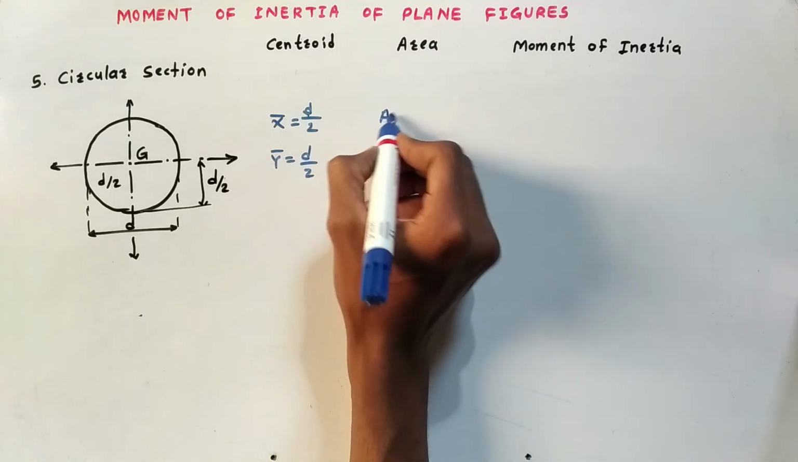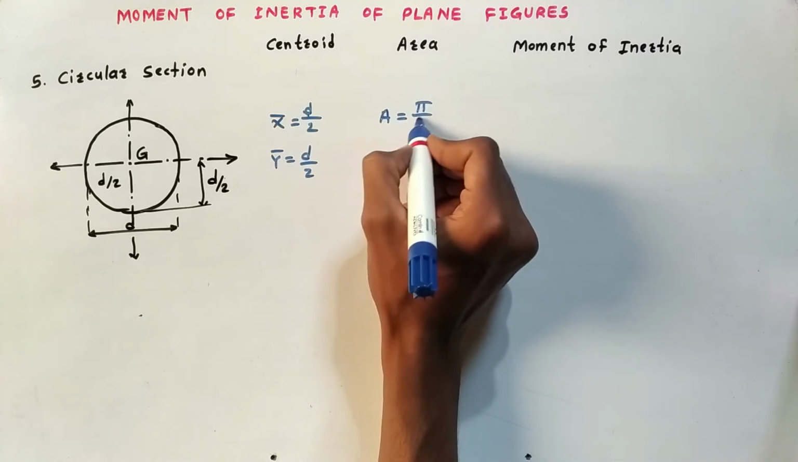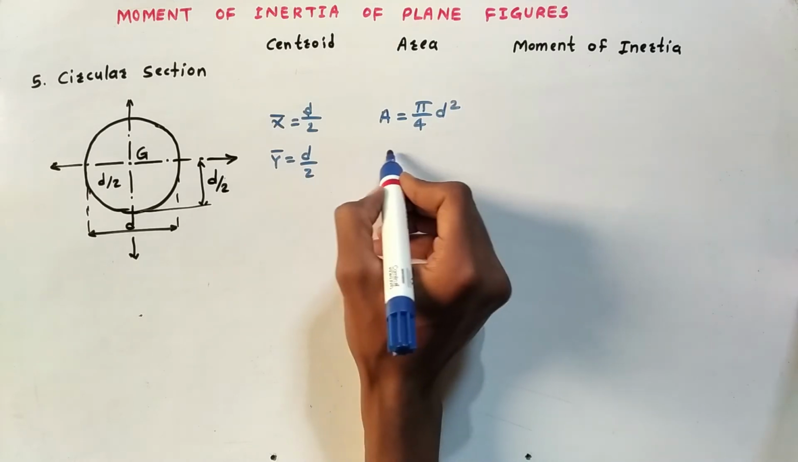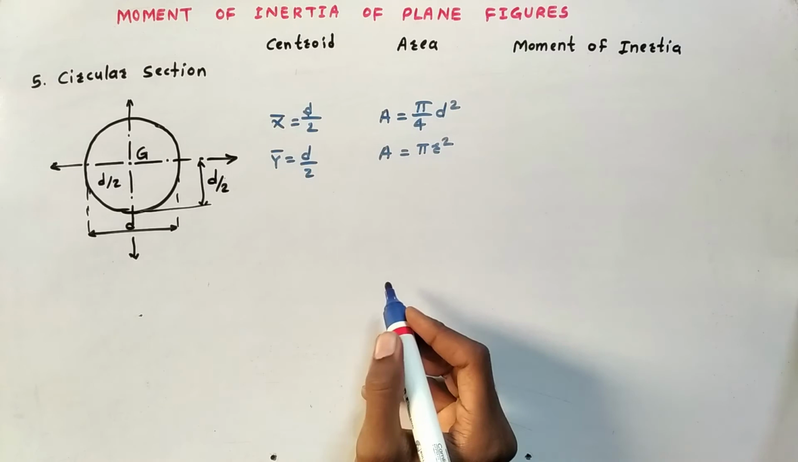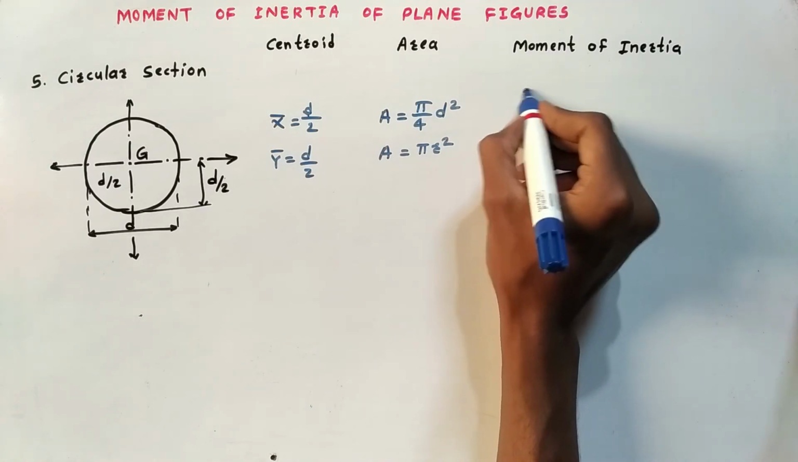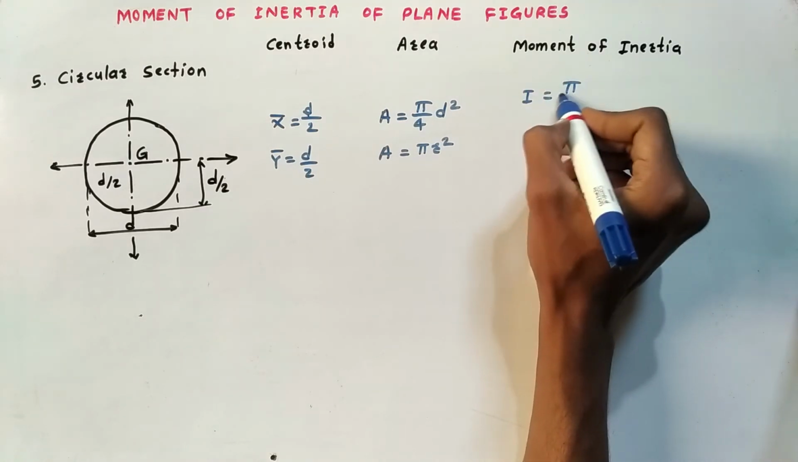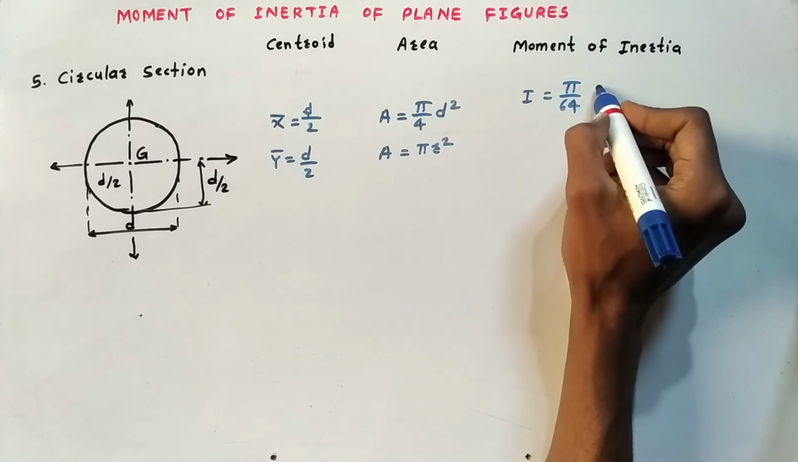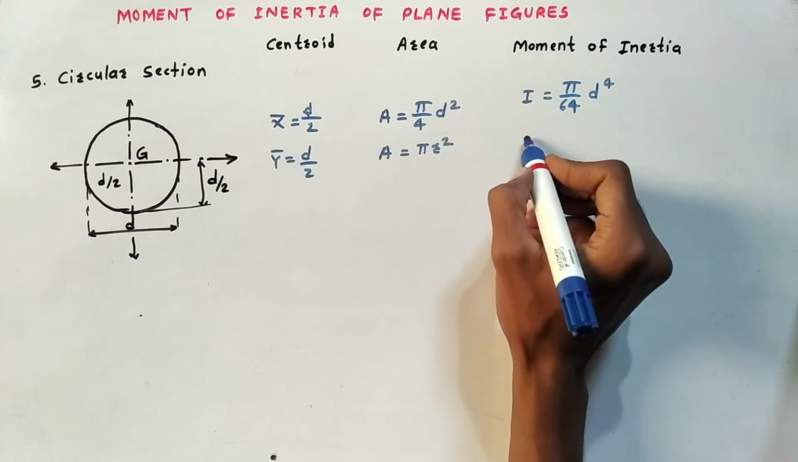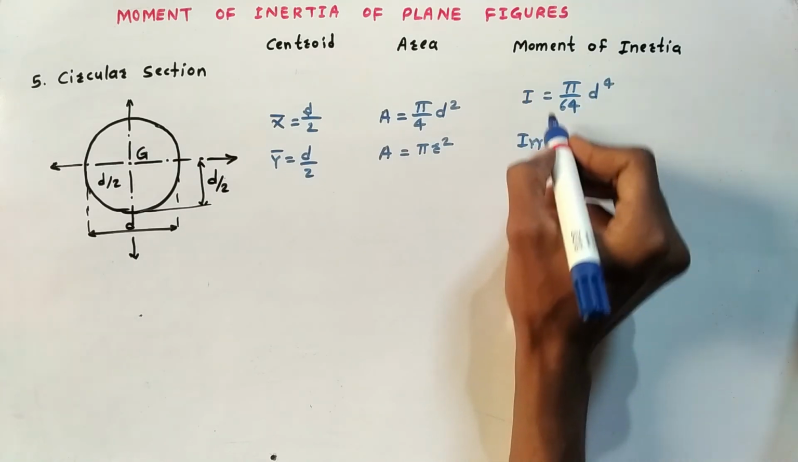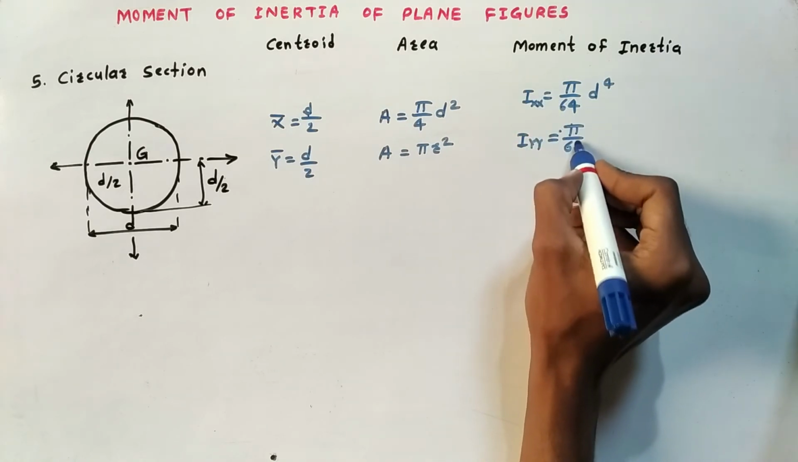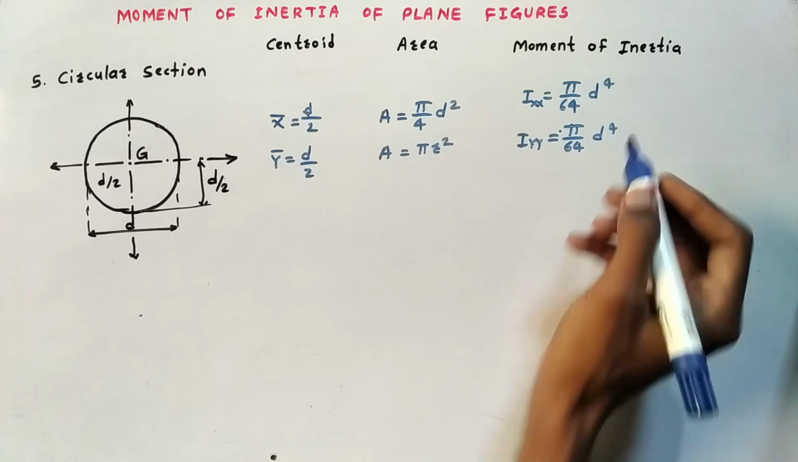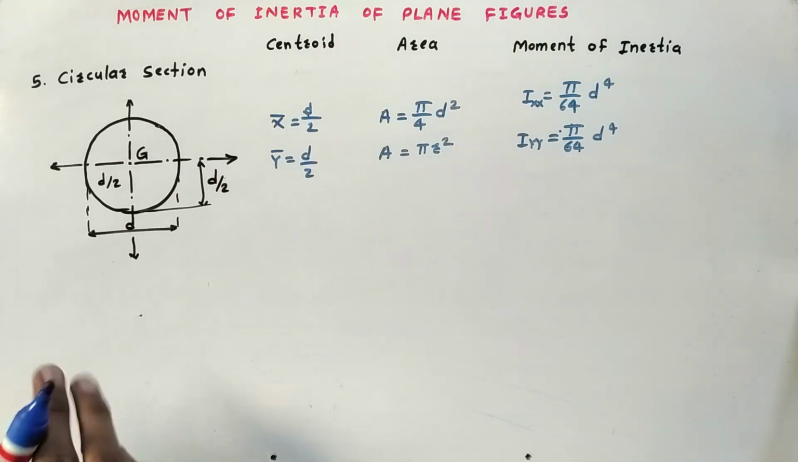Now we know the area of a circle in the form of diameter is pi by 4 d square, and in the form of radius it is pi r square. Moment of inertia Ixx, we know for a circle, is pi by 64 into d raised to 4, and Iyy is equal to pi by 64 d raised to 4. So this is for the circular section.